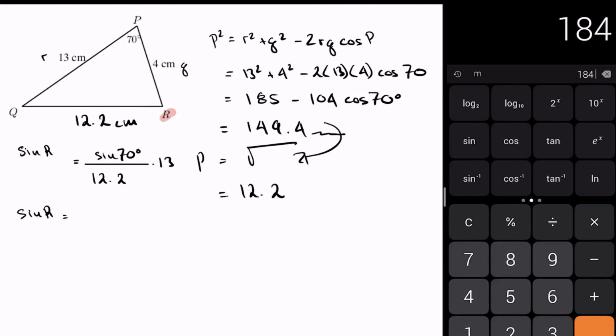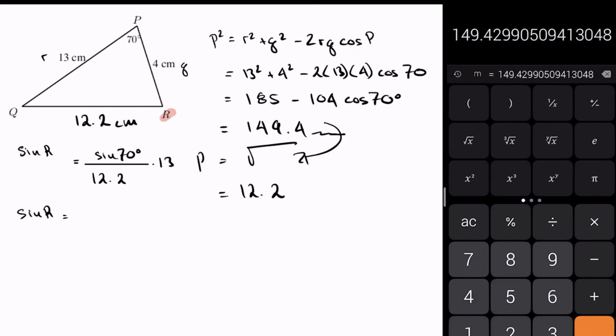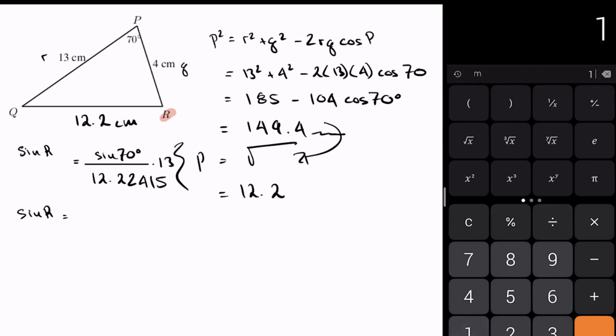So 185 minus 104 times 70 cosine gives us that. And if I take the square root, it's 12.22. So let me do a few more accurate decimal places here: 12.22415. Okay, now I'm going to do this calculation.